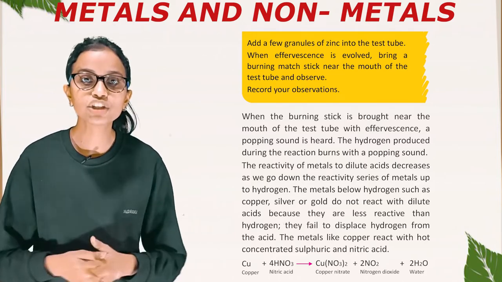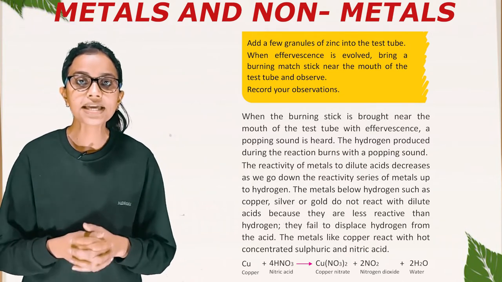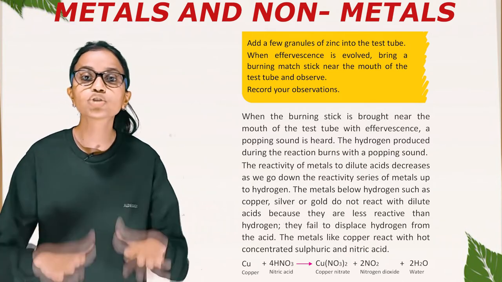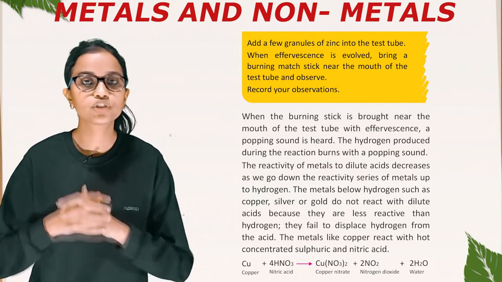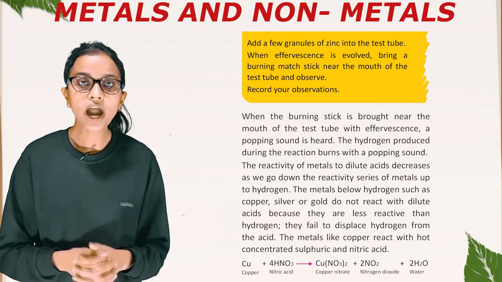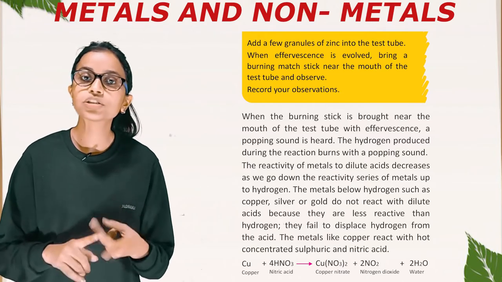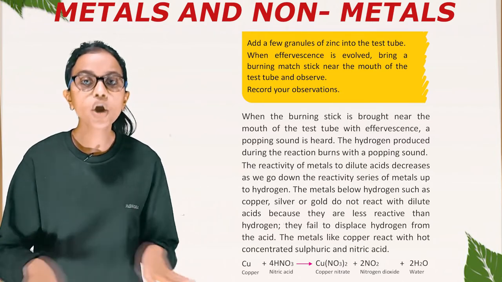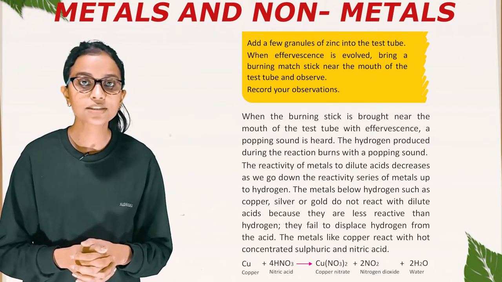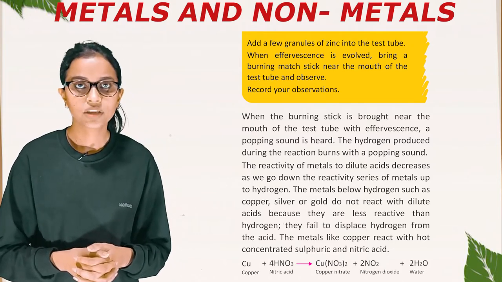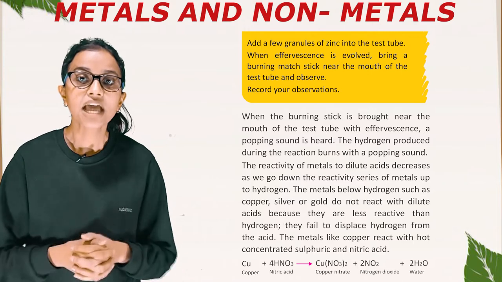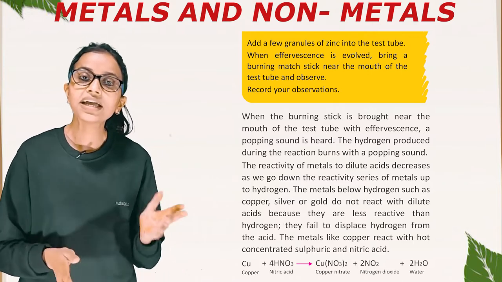The reactivity of metals to dilute acids decreases as we go down the reactivity series of metals up to hydrogen. The metals below hydrogen, such as copper, silver or gold, do not react with dilute acids because they are less reactive than hydrogen. They fail to displace hydrogen from the acid.